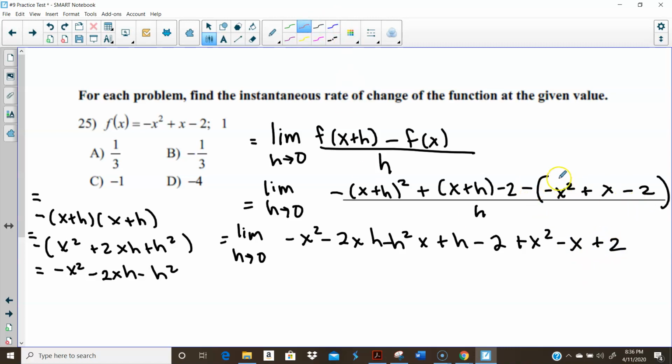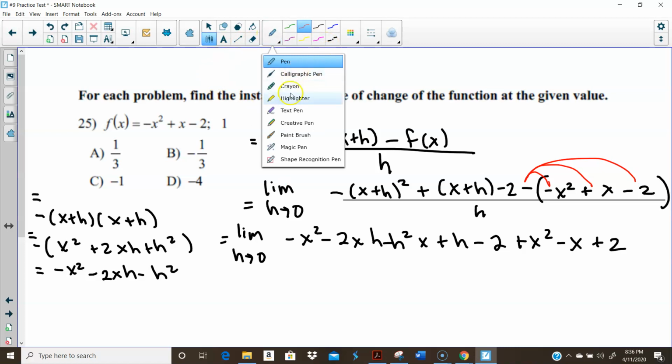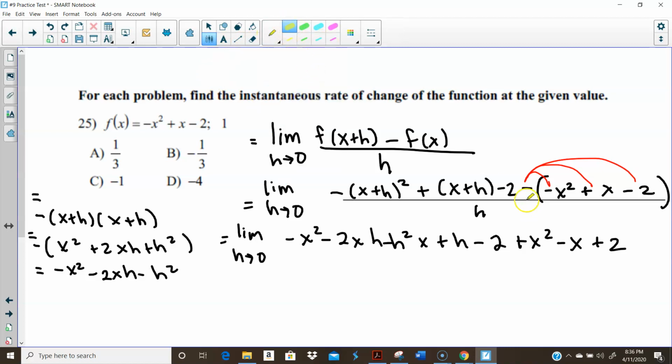One big mistake I see is students don't take that negative and distribute it through, making sure that when you subtract f of x, you have to subtract the whole thing by using those parentheses. Okay, I'm getting pretty good at this now that we're about done. So this whole thing is over h.